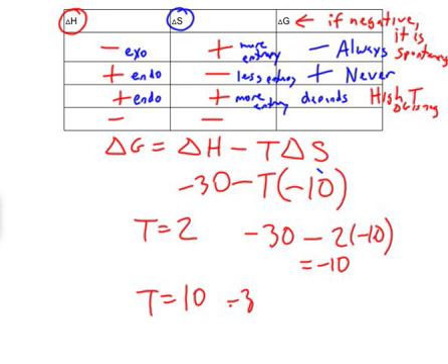What happens when T equals 10? You get negative 30 minus 10 times negative 10. So that's, let's see, that's not going to work because it'll be negative 30 plus 100. So it'll give you a positive number. So this is going to be spontaneous at low temperatures but not at high ones. So that's pretty much how this works. You want delta G to be negative, it's going to be spontaneous. If it's positive, it will not be spontaneous.